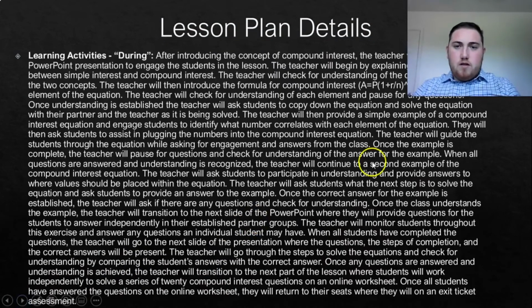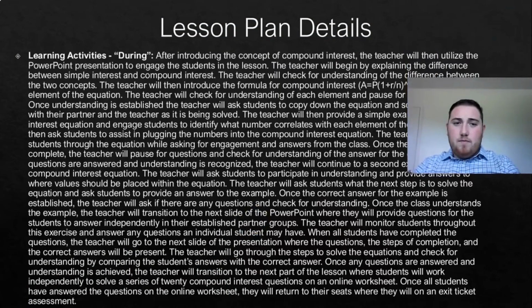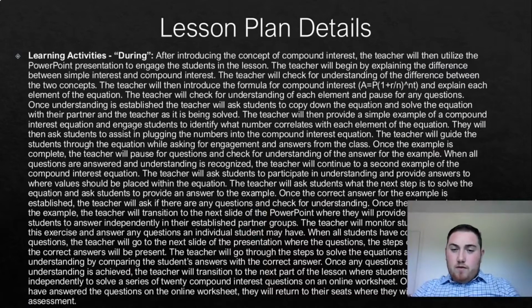So during the lesson, I would go through examples of the compound interest equation and how to solve for those using those 3 steps: identifying the elements, plugging the elements into the equation, and solving the equation. Once that was understood, I would pair the students together and they would work on their own 2 examples together. And then students would proceed to the computer where they would complete a 20-question worksheet independently.